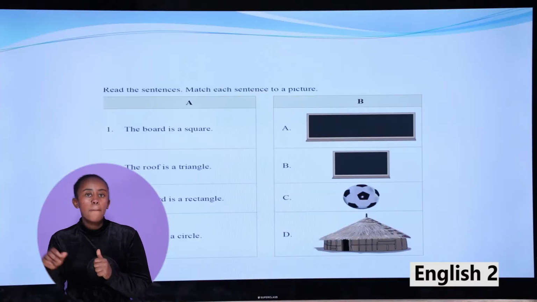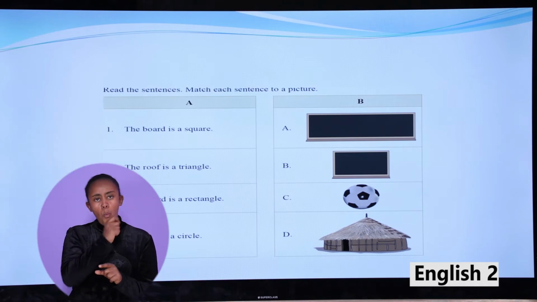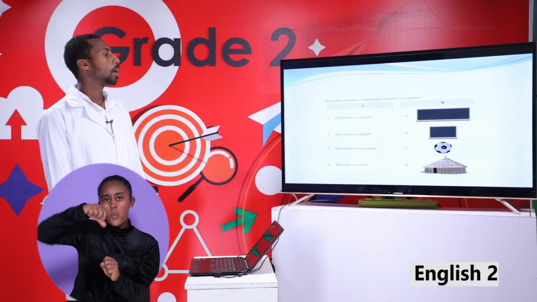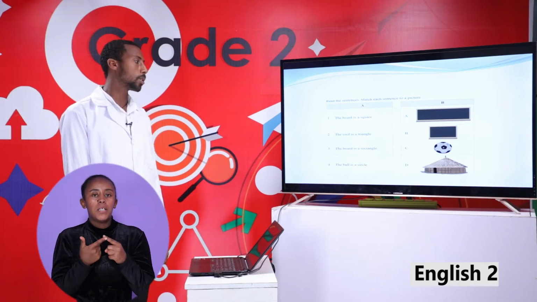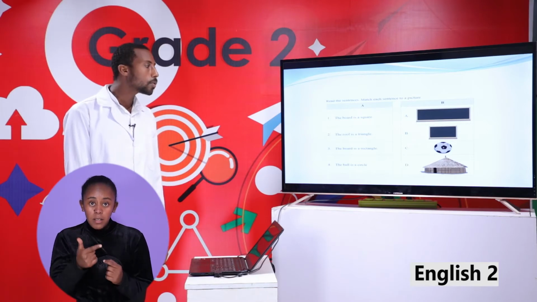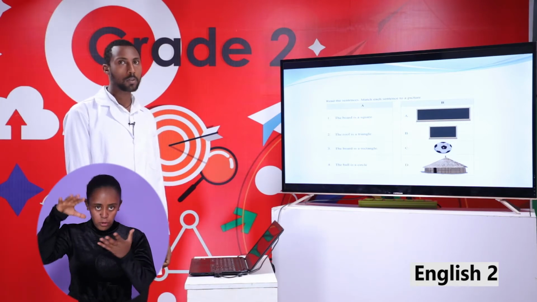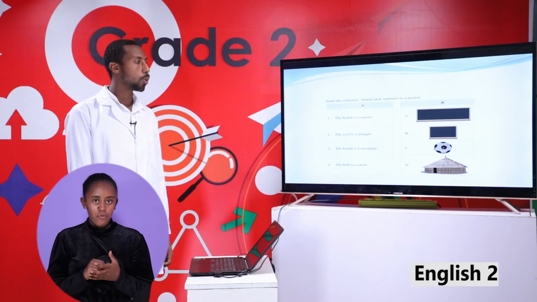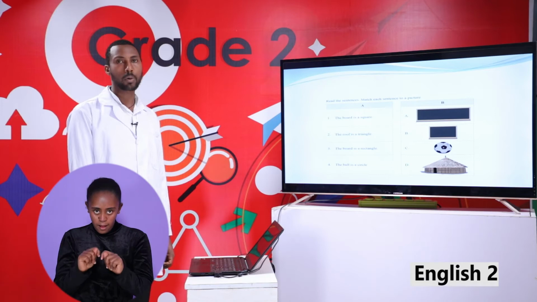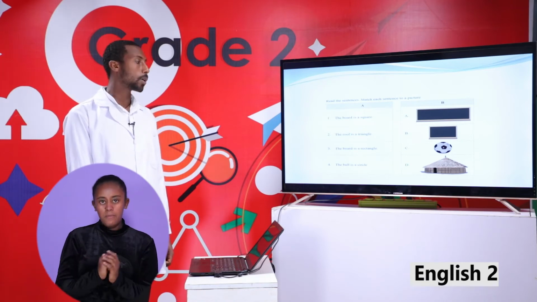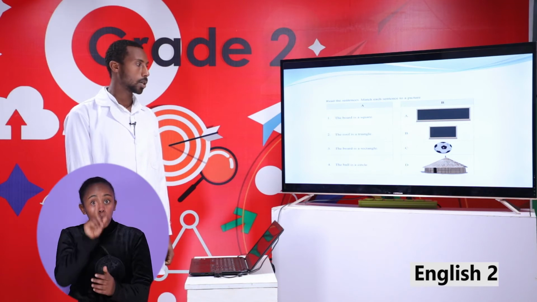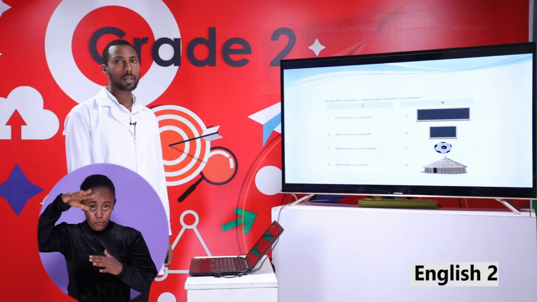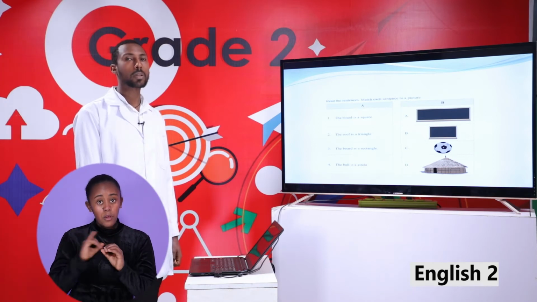Thank you, students. The sentence says, the board is a square. So, the possible answer for this question is B. Yes, because the board has a square shape. Let us go to the second question. The second question says, the roof is a triangle. So, what will be the possible answer for this question? Students, I give you 10 seconds for this question.